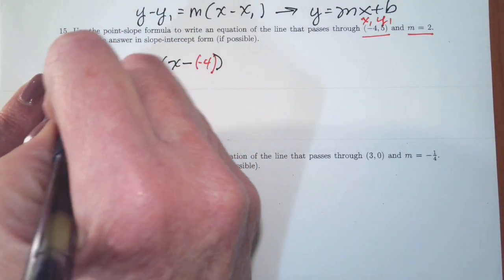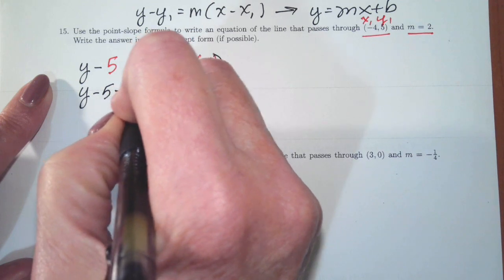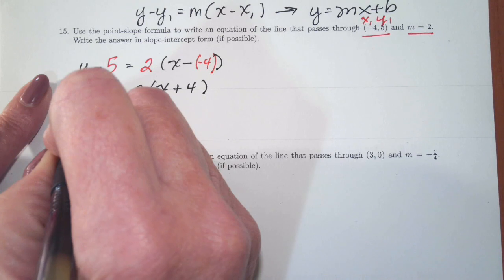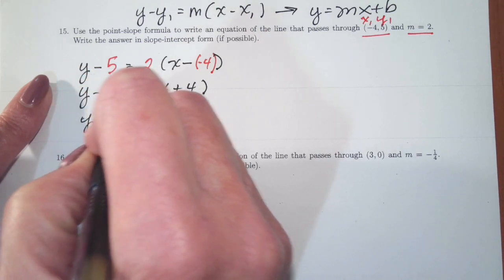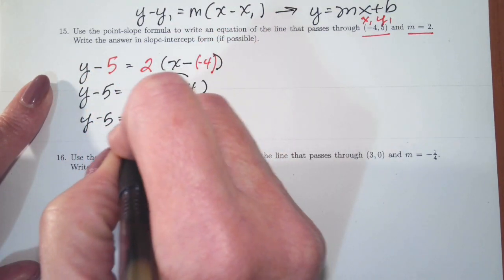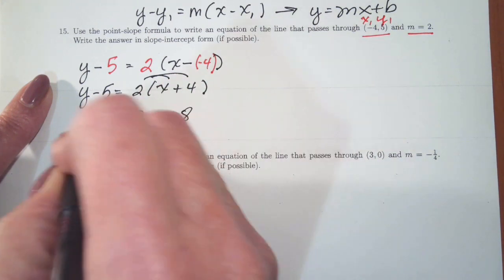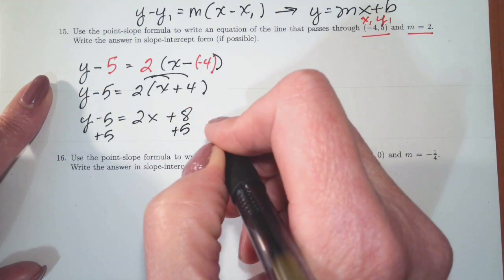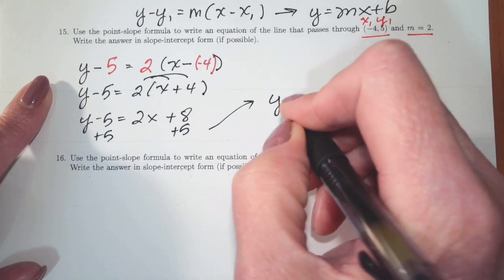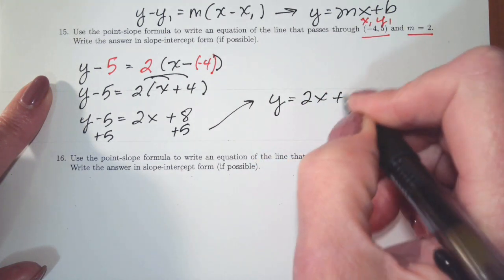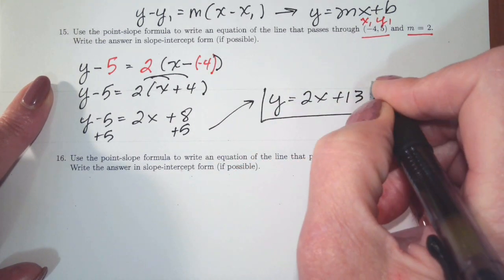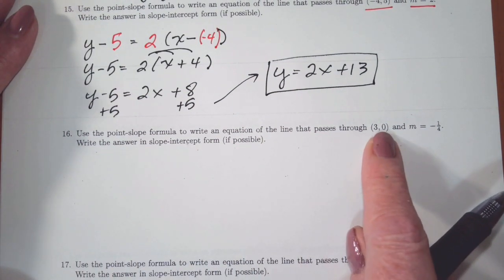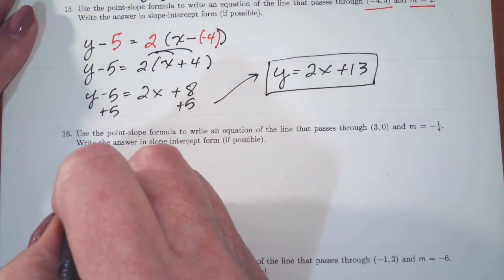So this really becomes y minus 5 equals 2 times x plus 4. When I distribute, that gives me y minus 5 equals 2x plus 8. When I add 5 to both sides, that becomes y equals 2x plus 13.